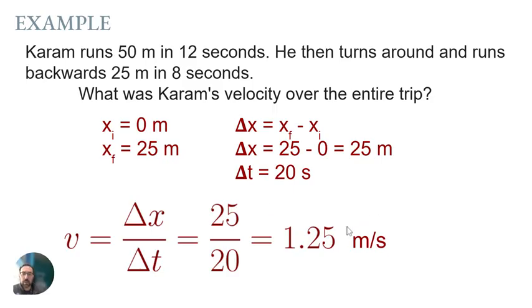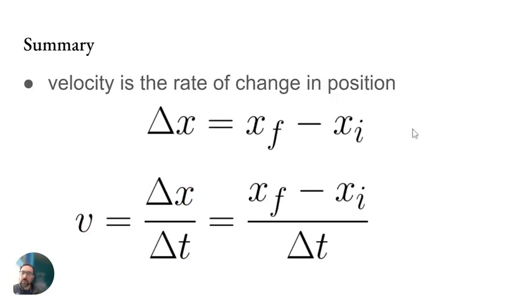Notice the units here. We divided meters by seconds to get meters per second. Quick summary. We know displacement is change in position, xf minus xi. Velocity is that change in position divided by the amount of time it took to change that position.